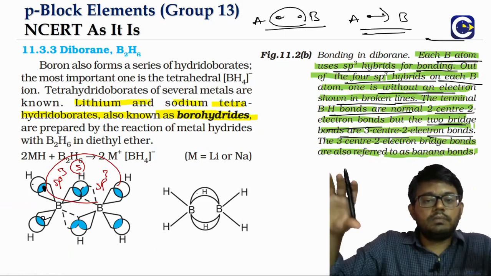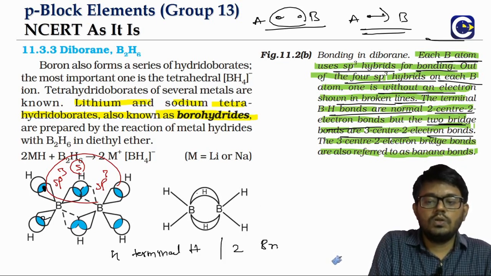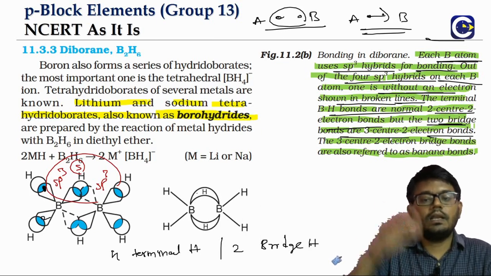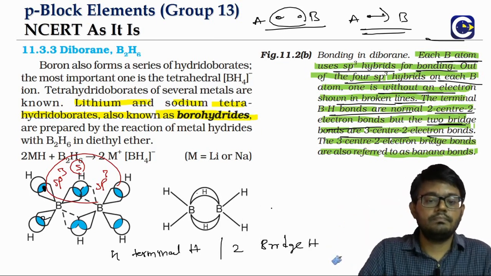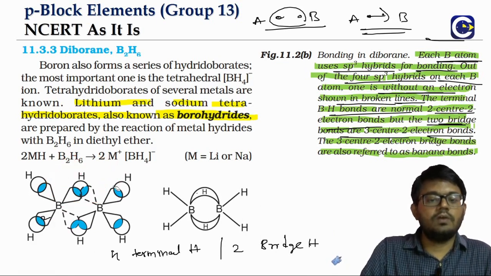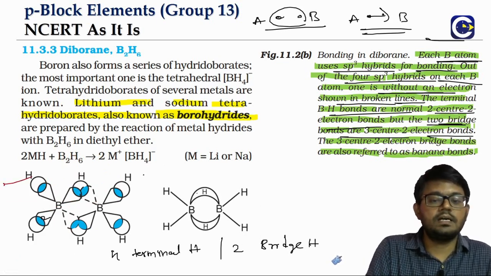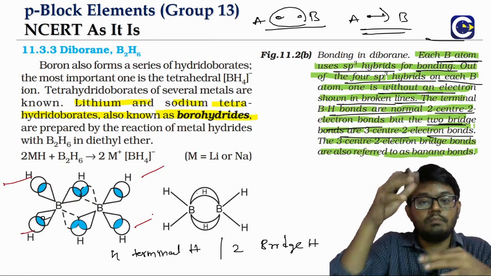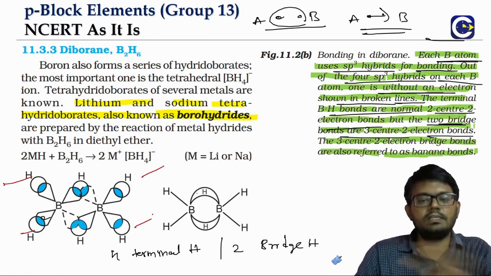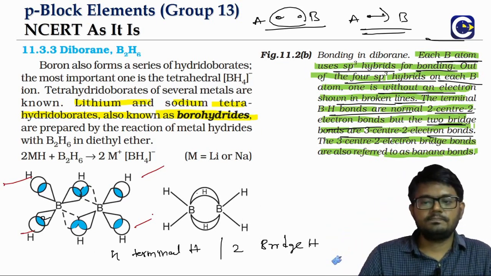Now these 4 terminal hydrogens and 2 bridge hydrogens, they'll have differences in terms of their properties. When you are reacting diborane, for example, we can easily replace these terminal hydrogens with methyl groups, but the bridge hydrogens cannot be replaced that easily. We'll see variation of the properties of these terminal hydrogens vis-a-vis the bridge hydrogens.